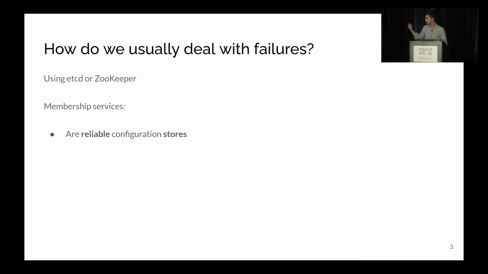And it's very important that this configuration, or view, or membership, is stored in a reliable fashion, because everything in the system depends on having access to this configuration. So you don't want to lose configurations.